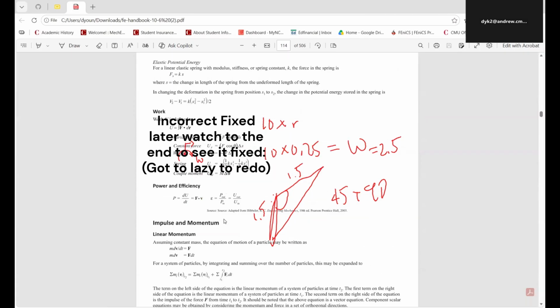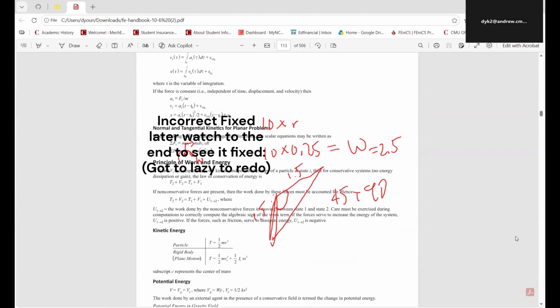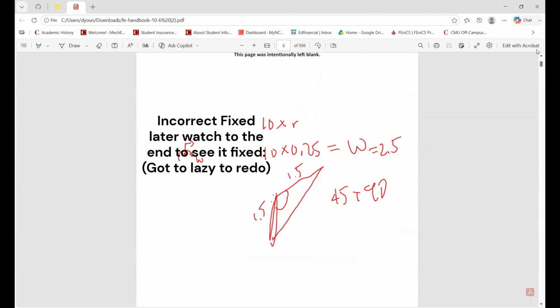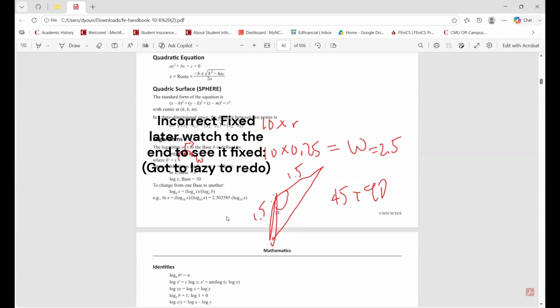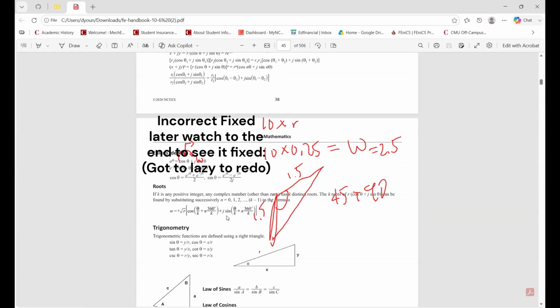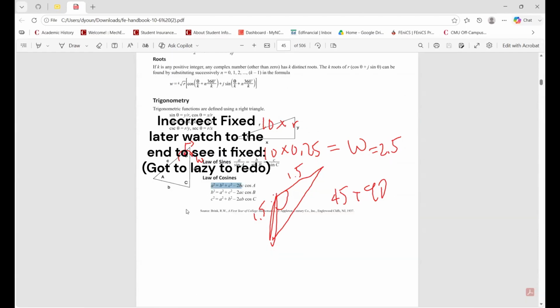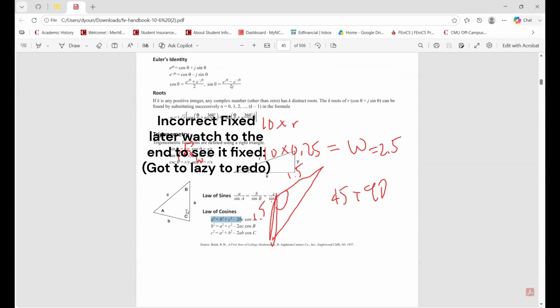Okay, fair enough. If that's how you're going to play it, we go all the way to the front and go to mathematics again. We go all the way to the law of cosines, under trig, and then you just apply one of them. Since we know the angle here and the side lengths of these two, we can say a squared equals b squared plus c squared minus 2bc cosine A.